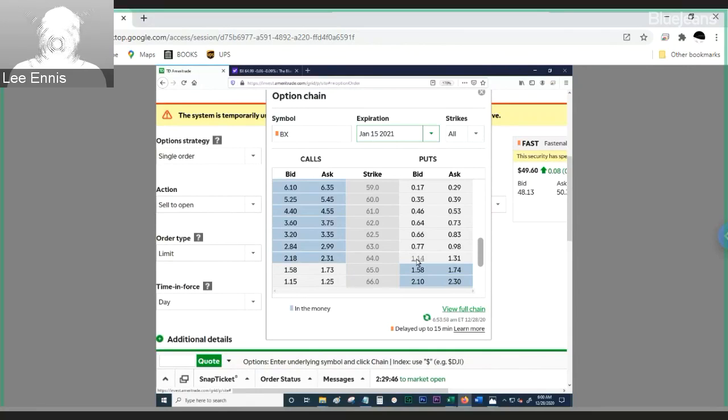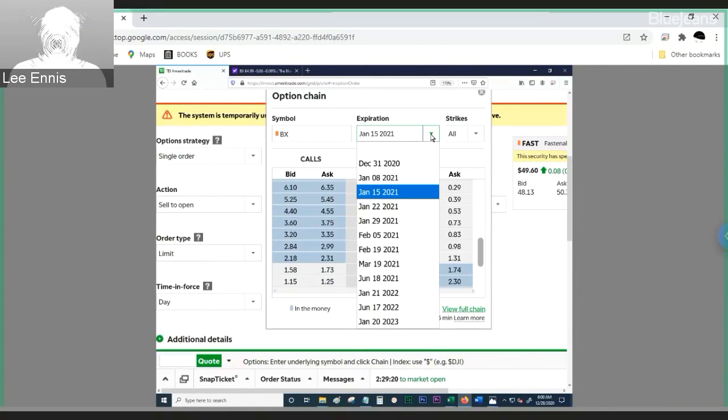Now, the price is currently at $65, and someone is willing to pay us $114 to buy this stock at $64 before January 15th. Someone is willing to pay us $77 to buy this stock at $63 before January 15th. Now, as we go out in time, you'll notice that the prices get higher and higher, and people are willing to pay more and more money.